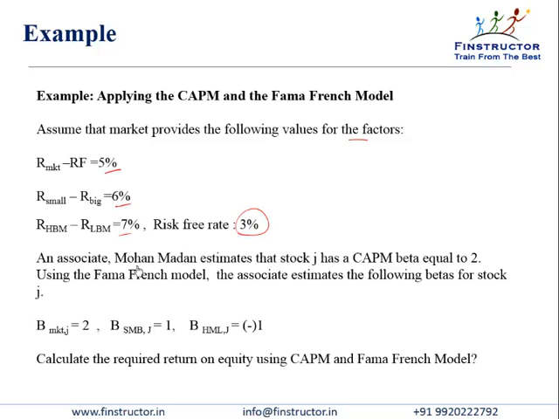An associate, Mohan Madan, estimates that stock J has a CAPM beta equal to 2. Using the Pharma French model, the associate estimates the following betas for stock J. So the beta for the market is 2. Small market cap beta is 1. High book to market beta is -1. Calculate the required return on equity using the CAPM and the Pharma French model.